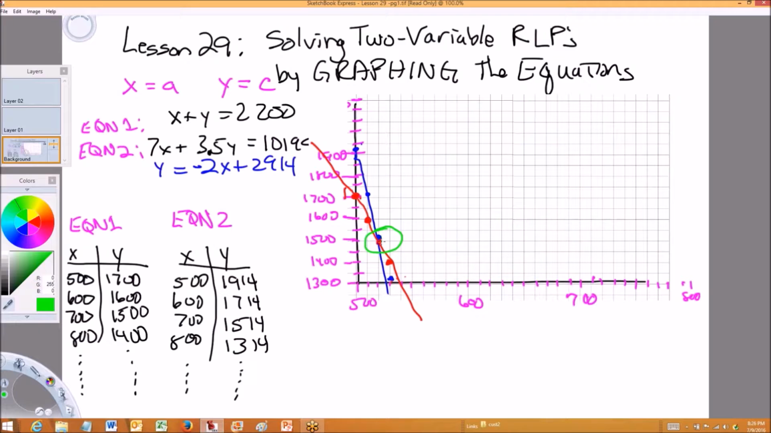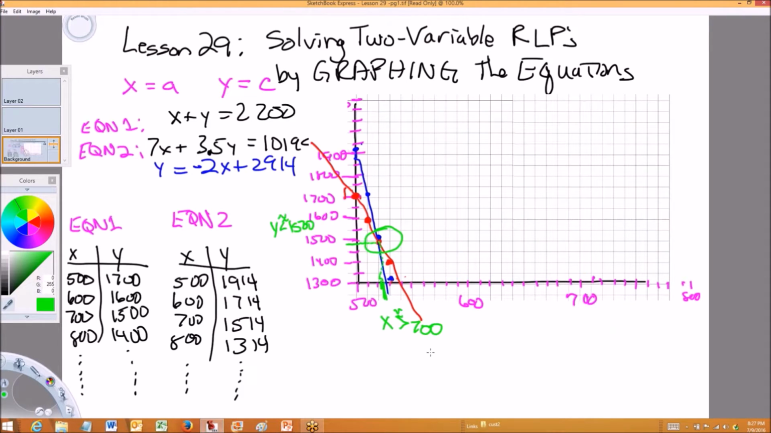And we see roughly, and this is a problem with graphing a solution, you're not going to get an exact number. So we're seeing it's a smidgen over 700 for x, a little bit greater than 700, and y looks like it's just under 1500. So that's going to be approximate. And that's how you graph the solution.